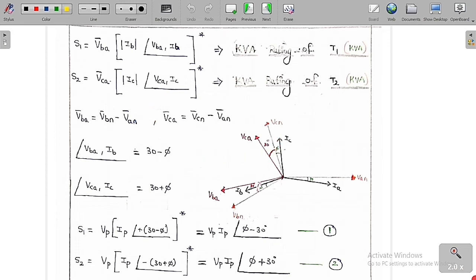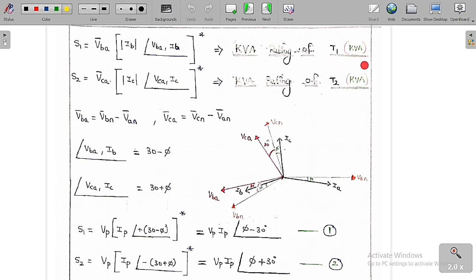Now, what is the complex power sent by transformer 1? S1 is equal to the voltage VBA bar and the complex current conjugate. The current conjugate is nothing but the magnitude of IB and the IB conjugate. So I've already told you that the complex power sent by transformer 1 is VBA bar into the magnitude of IB into the phase angle between VBA and IB, whole conjugate.